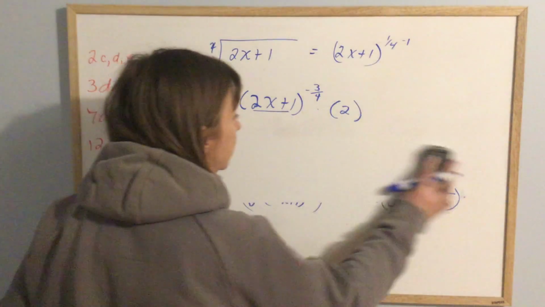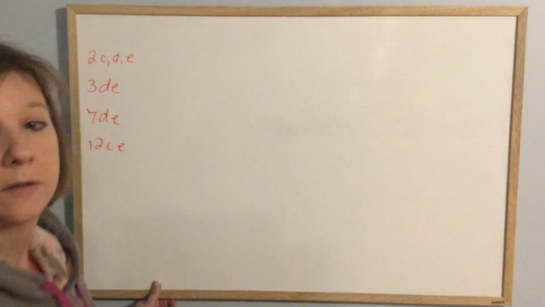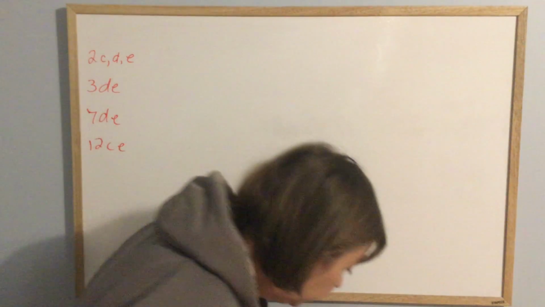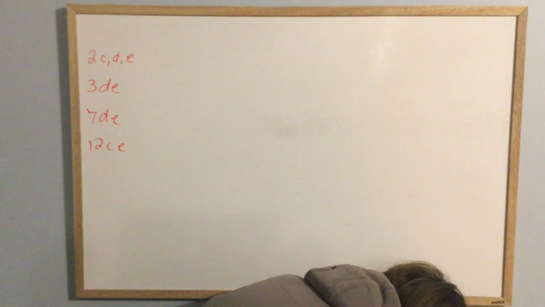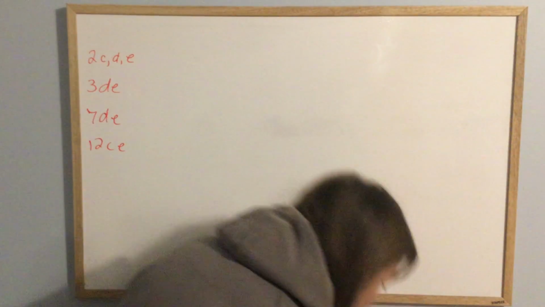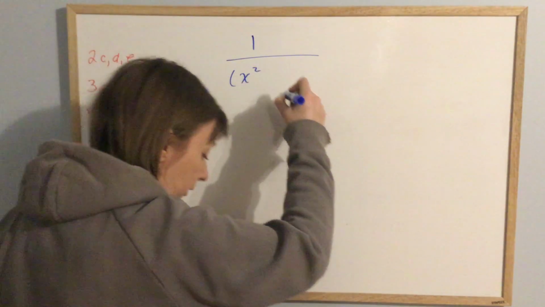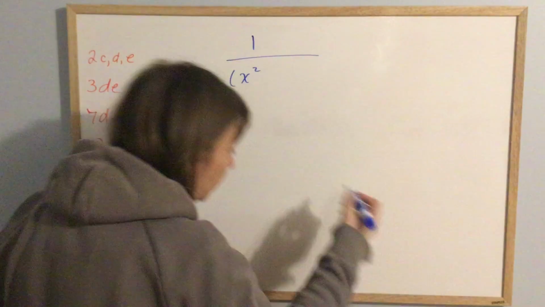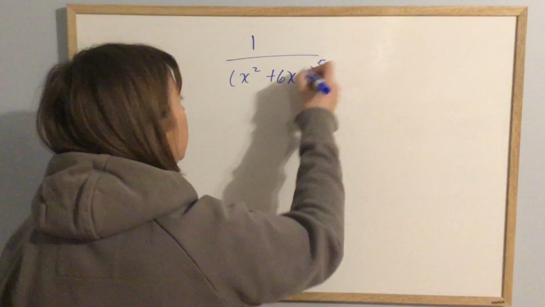E. E, oh yucky, is 1 over x² plus 6x minus 3, to the 5th. 1 over x² plus 6x minus 3, to the 5th.